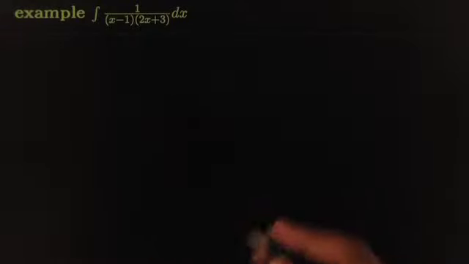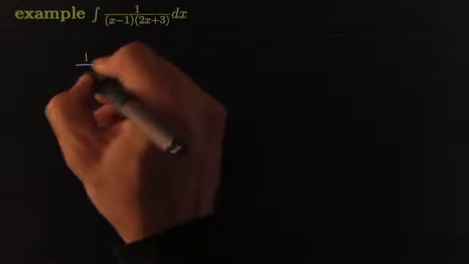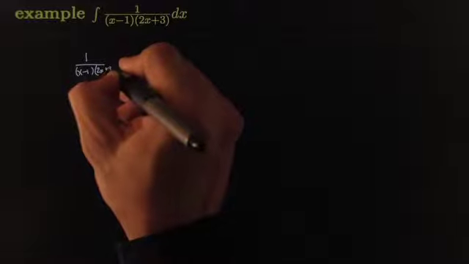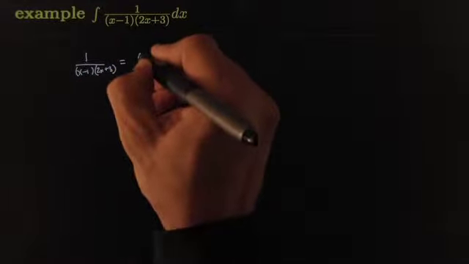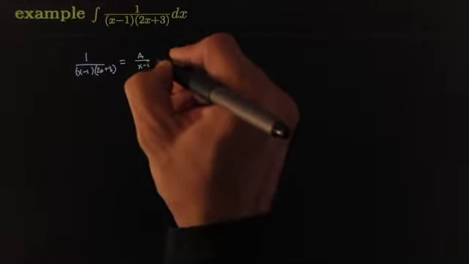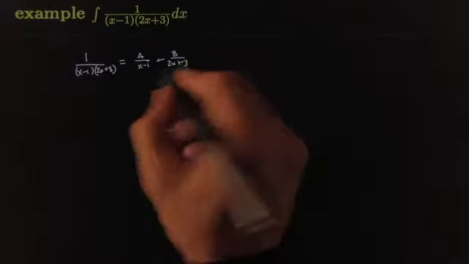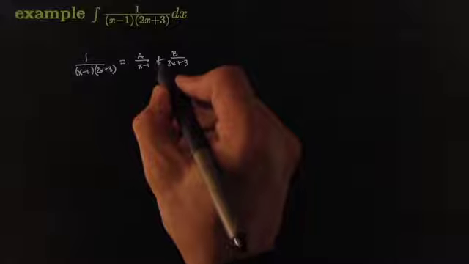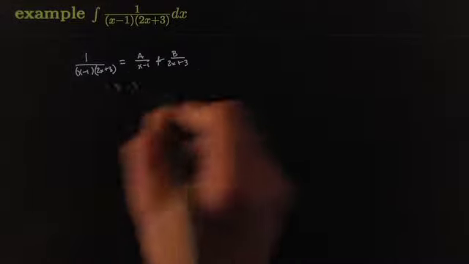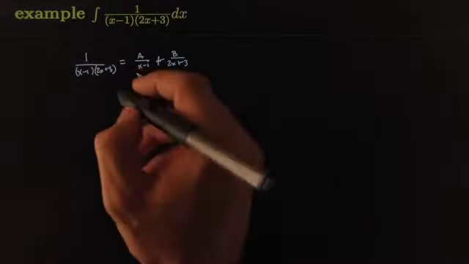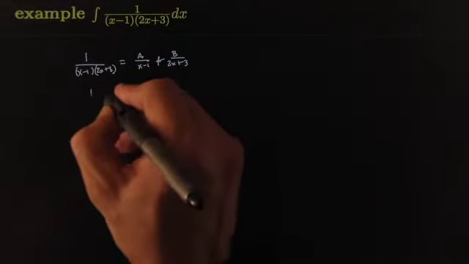Alright, so let's try it with an actual example. We take this creature here and we try to decompose it. So I have 1 over (x minus 1) times (2x plus 3), and I'm trying to figure out that's equal to a over (x minus 1) plus b over (2x plus 3). I'm hoping that there's some solution to a and b that would make this statement true so that I would have unadditive fractions. So we go on to multiply by the least common multiple.